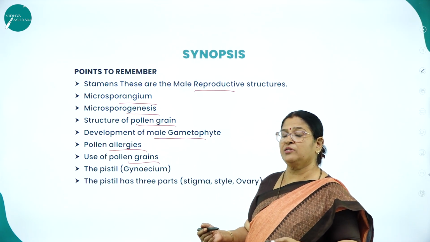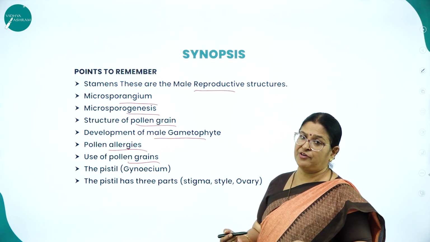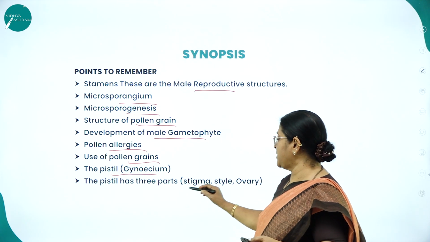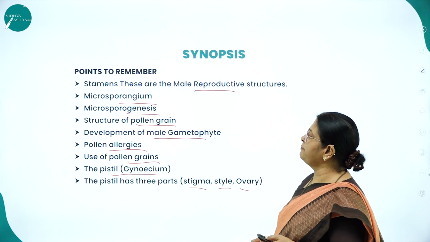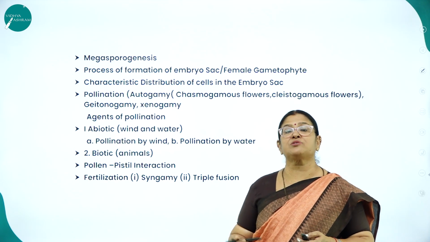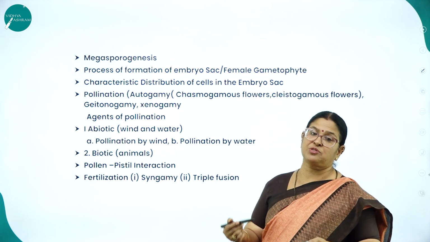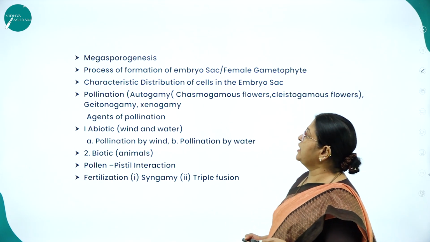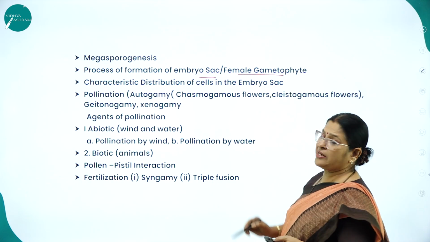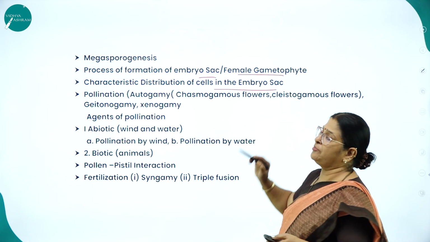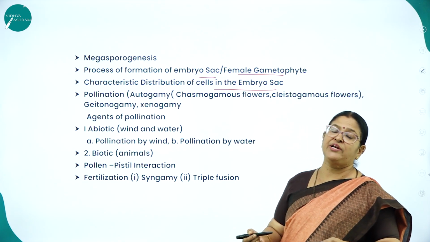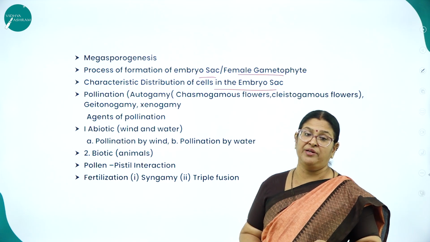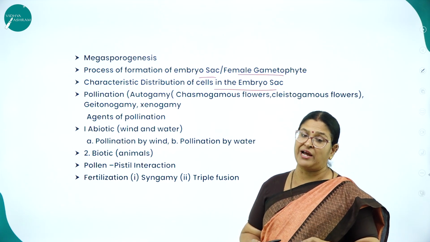Then we'll be talking about the very important female part of a flower, that is the pistil or gynoecium. As we all know, the pistil has 3 parts: stigma, style and ovary. Then megasporogenesis, the process of formation of megaspore from megaspore mother cells through meiosis, and the process of formation of the embryo sac or female gametophyte. Characteristic distribution of cells in the embryo sac, as we all know, we call it the 8 nucleate 7 cell stage.